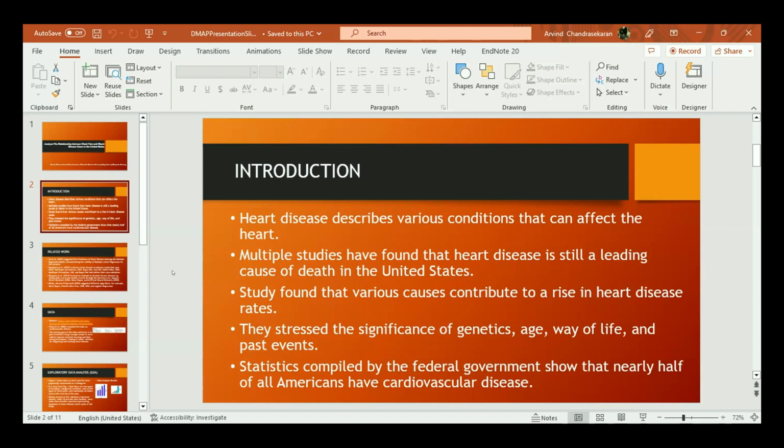The various criteria in these conditions are genetics, way of life, and past events. Statistics also compiled that nearly half of Americans have cardiovascular disease.